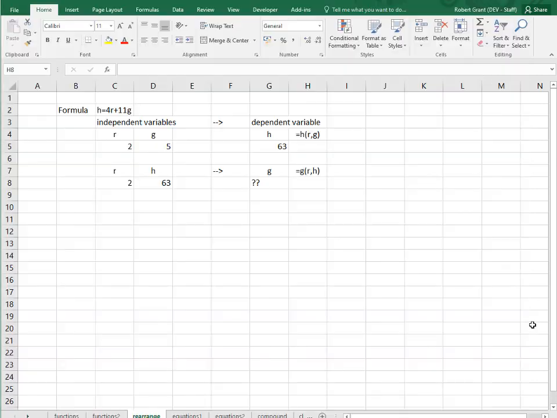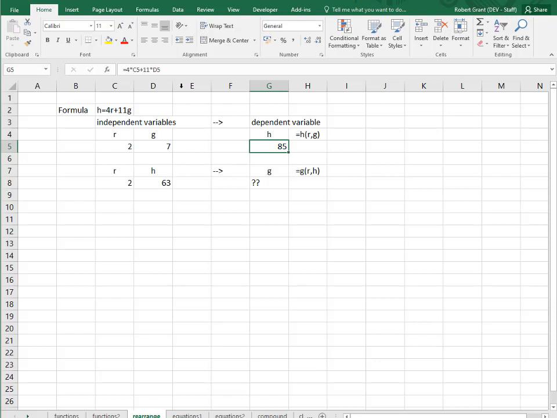So here we've got an equation, so h is a function of r and g, which you could write like this. You can see that this equation is then put into this. So any value of h is equal to 4 times the value of r plus 11 times the value of g. And that works for any value of r and g. So these I can change to anything I want here.